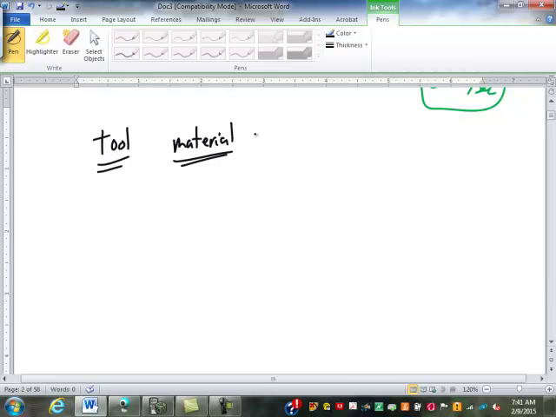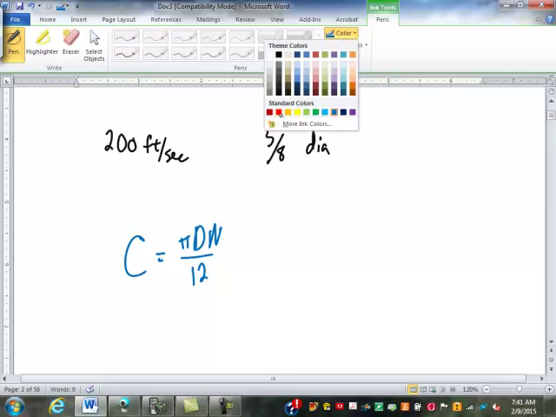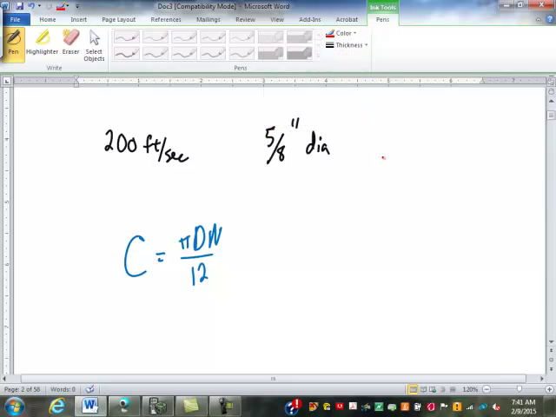Let's say we're going to operate a mill, and based on the materials we're using, we need a 200 feet per second surface cutting speed. We are cutting a 5/8 inch diameter piece of material. We need to know how many RPM to run that at. Well, looking at our formula, C equals pi D N over 12, which one of those variables represents the RPM? N. We need to solve for N.